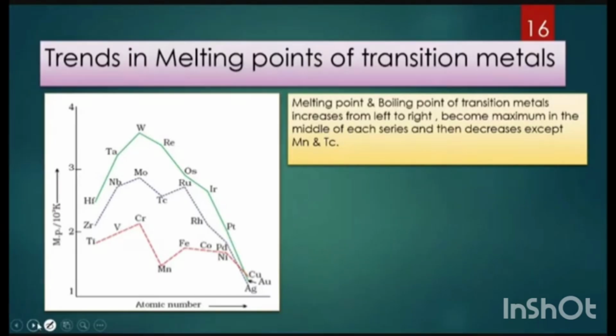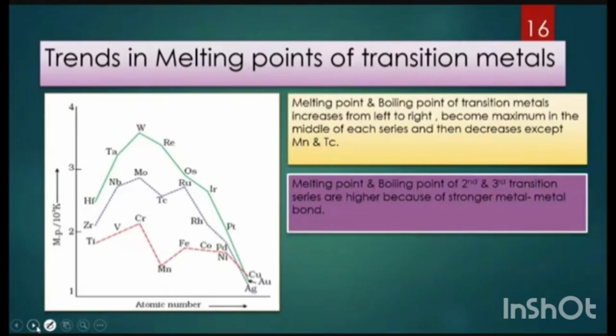In other words, manganese and technetium have low melting points because both have a larger number of unpaired electrons, but remember these electrons do not get delocalized. That means they cannot move freely, because of which they cannot form strong metal bonds. When they fail to form strong metal bonds, it will be easier to break the bond which exists between the atoms. That is why we see a dip or a decrease in the melting points of technetium and manganese.